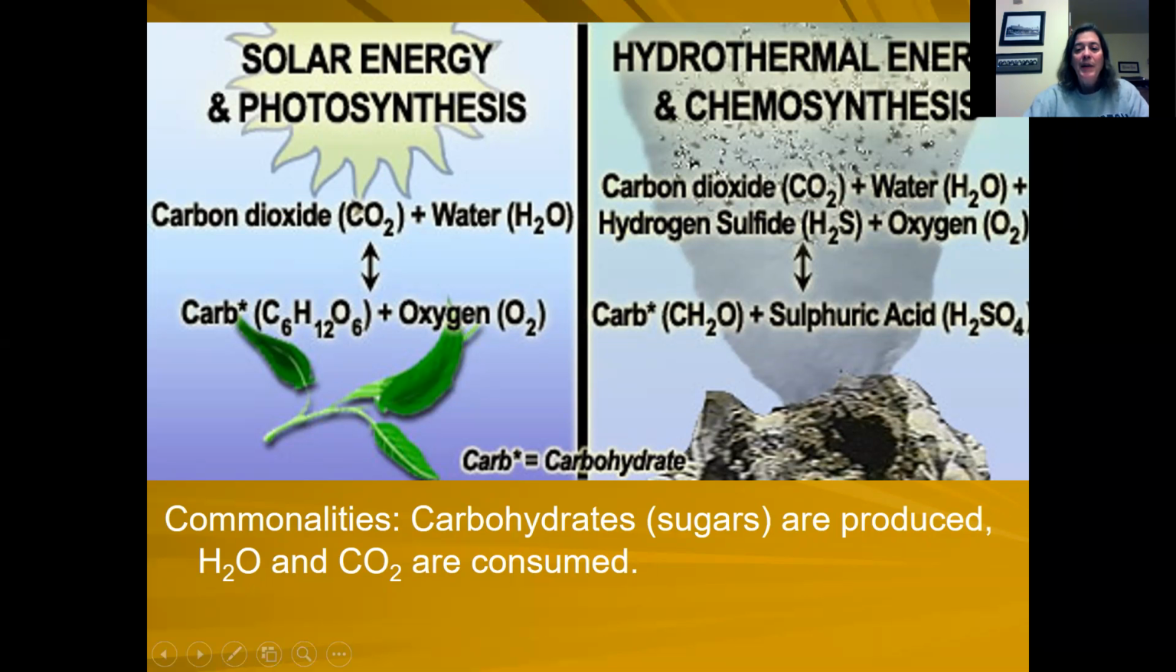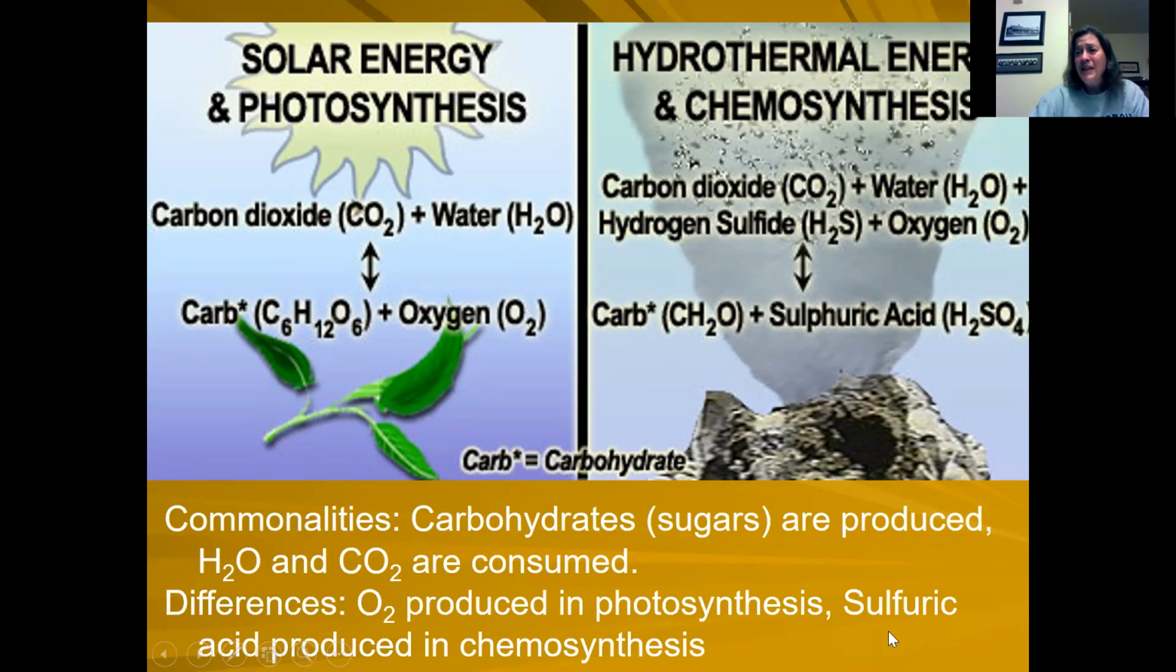So the commonalities are that sugars are produced, and hydrogen and carbon dioxide are consumed. But again, the differences are that you get oxygen in photosynthesis, which is what we want. And in chemosynthesis, you get sulfuric acid.